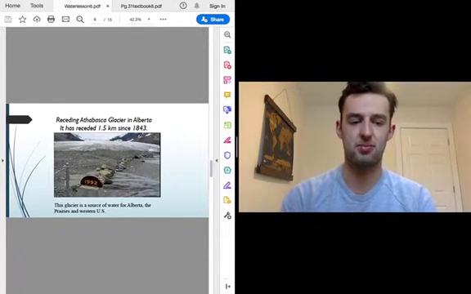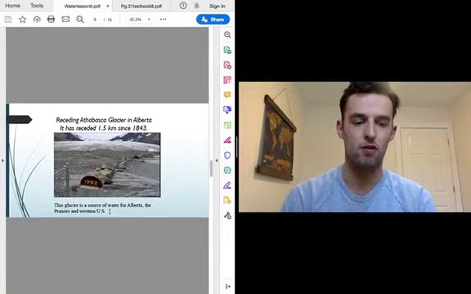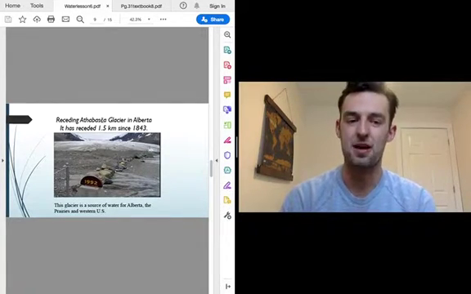So this is just something interesting. The glacier is a source of water for Alberta and the prairies in the west, but this is the receding Athabasca Glacier, and it's receded 1.5 kilometers since 1843.